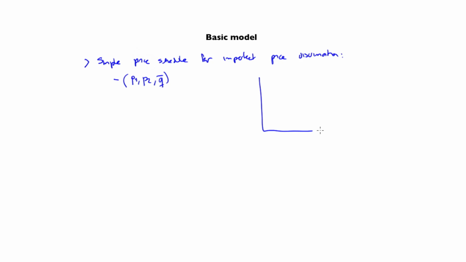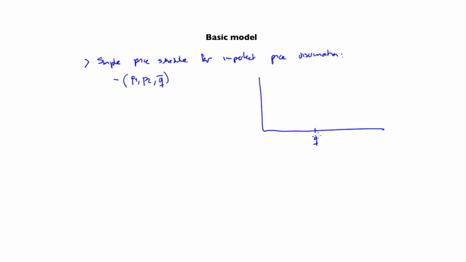Let's call it a simple policy, or a simple price schedule, for imperfect price discrimination. And those schedules have the following form. They are characterized by three numbers: P1, P2, and Q bar. And the idea is like this.